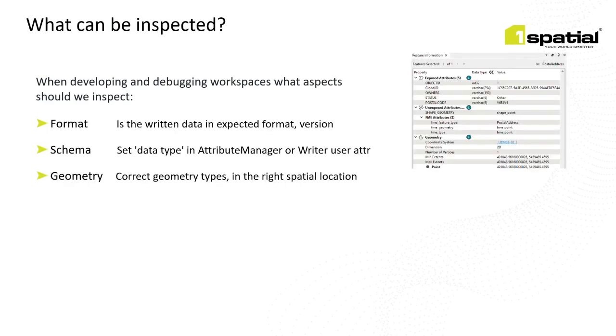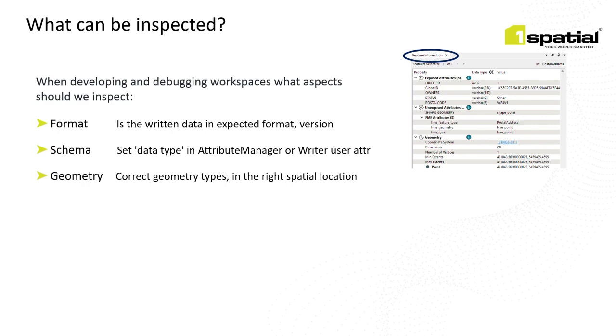Well, the feature information window is a great option to look at your format, your schema, and your geometry. In the schema, you have exposed and unexposed attributes. Perhaps you're setting the data type for those in an attribute manager. That will save you from having to do so on the writer, where you can manually configure your user attributes. But we think schema mapping should be performed during a translation with an attribute manager, so you can leave it on automatic when you write the data out.